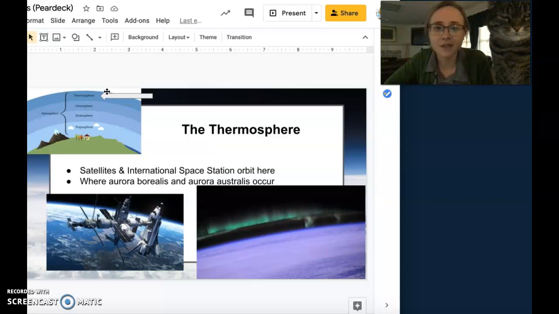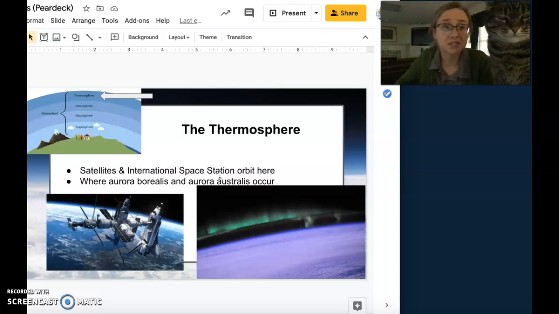And then the last one is the thermosphere. This is a hot layer. Remember, therm means heat. And so this layer is very thin, and so it's not as protected from the sun's energy, so it's hot. Satellites and the International Space Station orbit here. So the International Space Station technically is still in Earth's atmosphere.